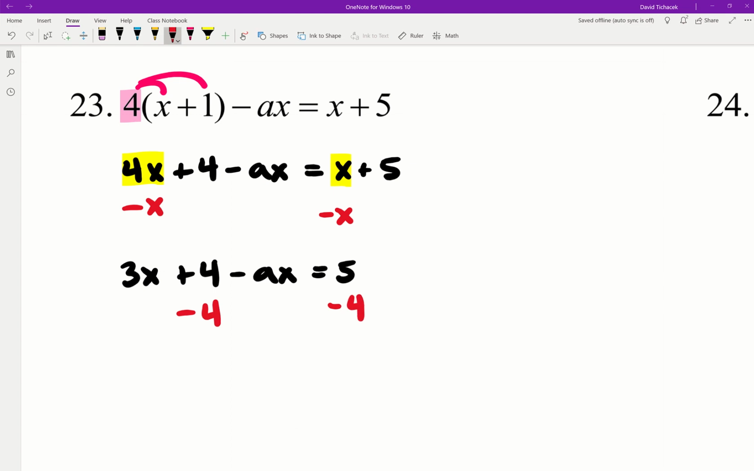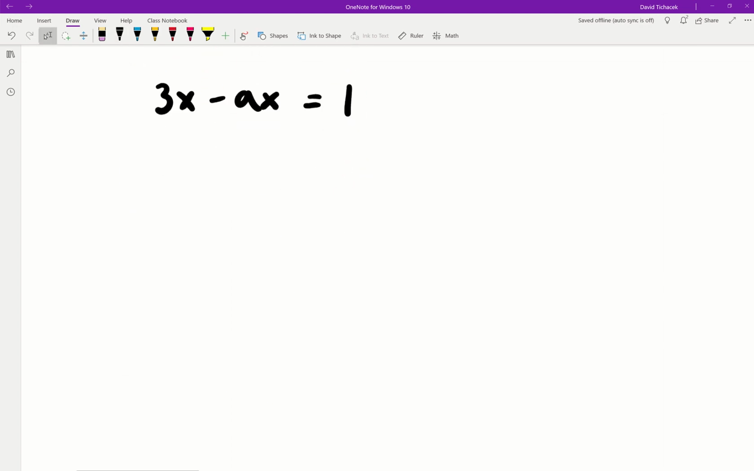So subtract 4 from both sides, and we would end up here with 3x minus ax is equal to 5 minus 4, which makes 1. Now, why does that help? Well, because everything now that has an x in it is on one side of the equation. And what I can do is treat that x as a GCF that I can factor out of all the terms that had an x in it from before. And so what does that leave behind? That leaves behind 3 minus a.